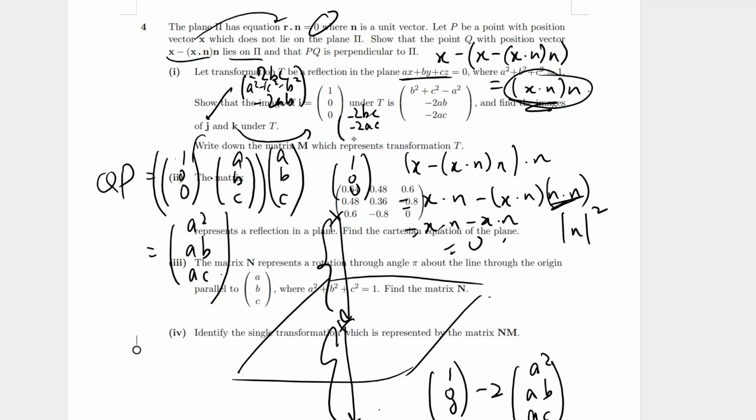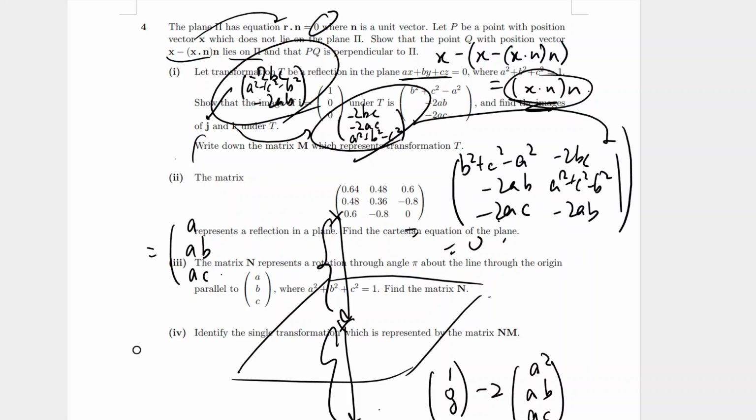Okay, now part two. Part 2 is trivial, right? M represents a reflection in a plane. Find a Cartesian equation of the plane. Well, you just have to equate things and then solve, something like 3 equations, 3 unknowns. Okay, find your a, b, and c properly. Then you'll be done. And then chuck it back into the ax plus by plus cz equals 0 in part 1.